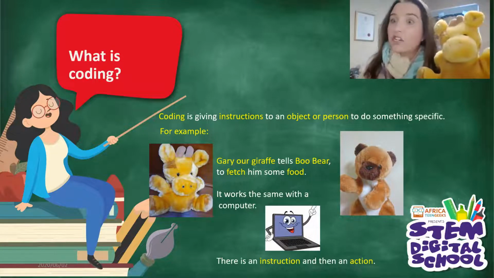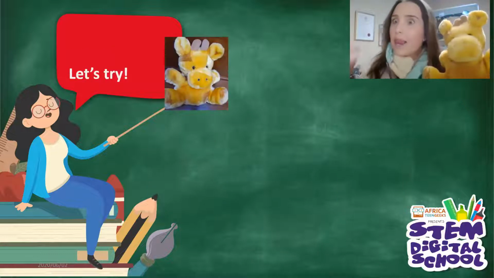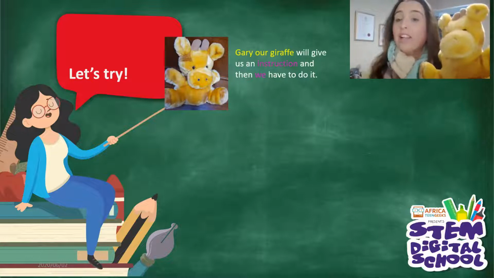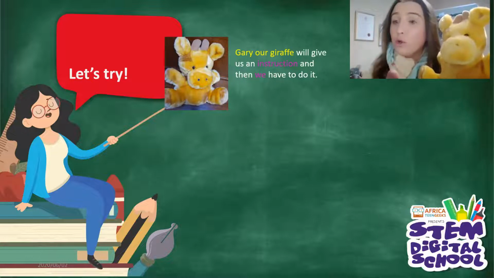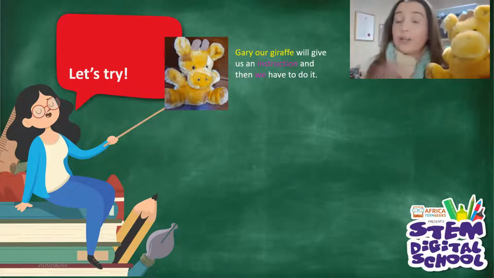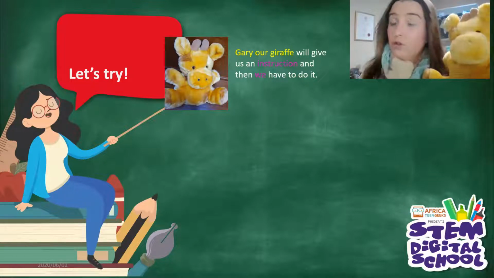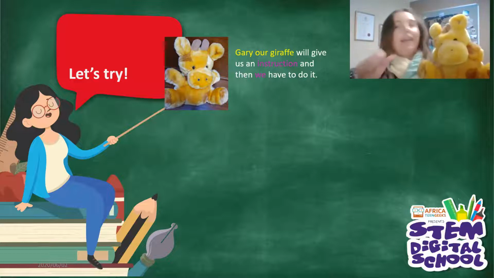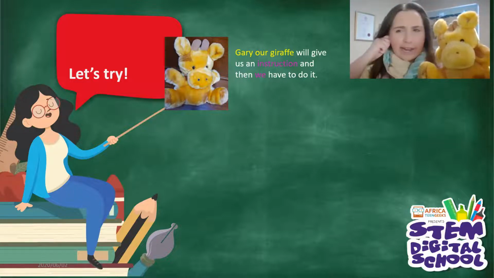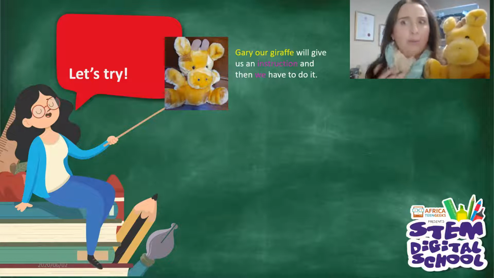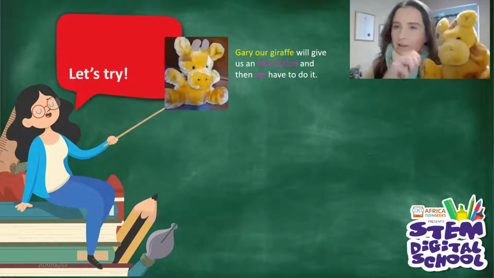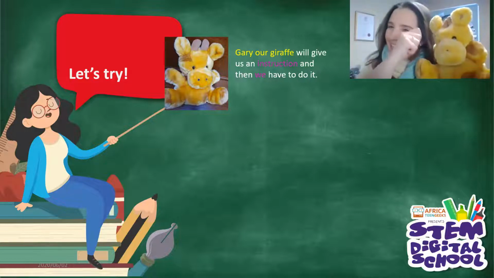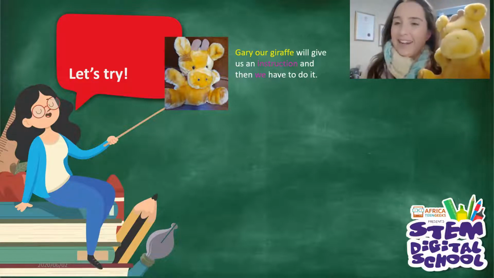So there's an instruction and then an action. Let's try this. So Gary, our giraffe, will give an instruction, and then you or we, me included, have to do the action. Are you guys ready? Are you ready? Put on those listening ears. Click, click, click. Put on those listening eyes. Click, click. Those watching eyes, I mean. Click, click, click, click. Funny.